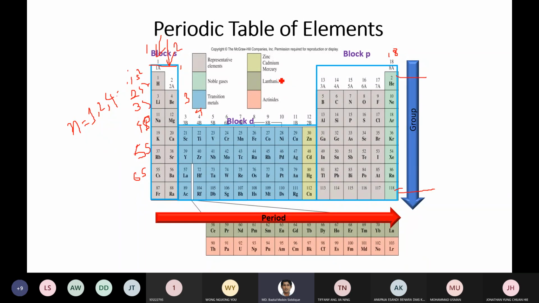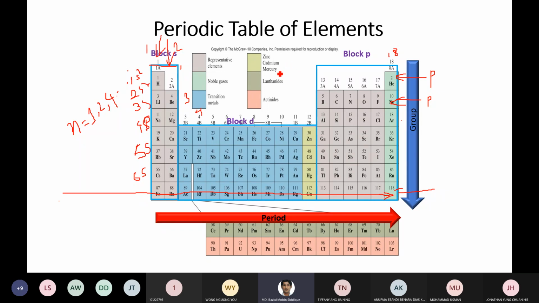This is period 1, hydrogen is period 1, period 2, period 3, and this way. When we go along the period from left to right, that is why it is shown with this arrow, so that it shows that in the same period the elements are going from left to right. And when it is showing the group, from top to bottom, it is going down.